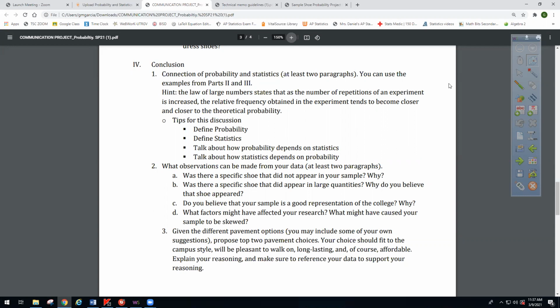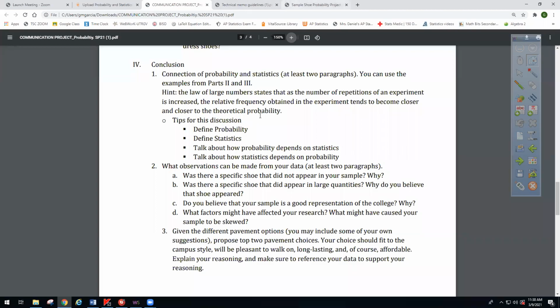When we flipped the coin 2 or 3 times, sometimes it was 100%, sometimes it was 33%, sometimes it was 67%, sometimes it was 45%. But when we did it 200, 300, 400 times, our probability was getting closer to 50%, because in the long run it's predictable. Okay, so tips for this discussion: define probability. That's one way that you can start your paragraph. Define statistics. Talk about how probability depends on statistics. Talk about how statistics depends on probability.